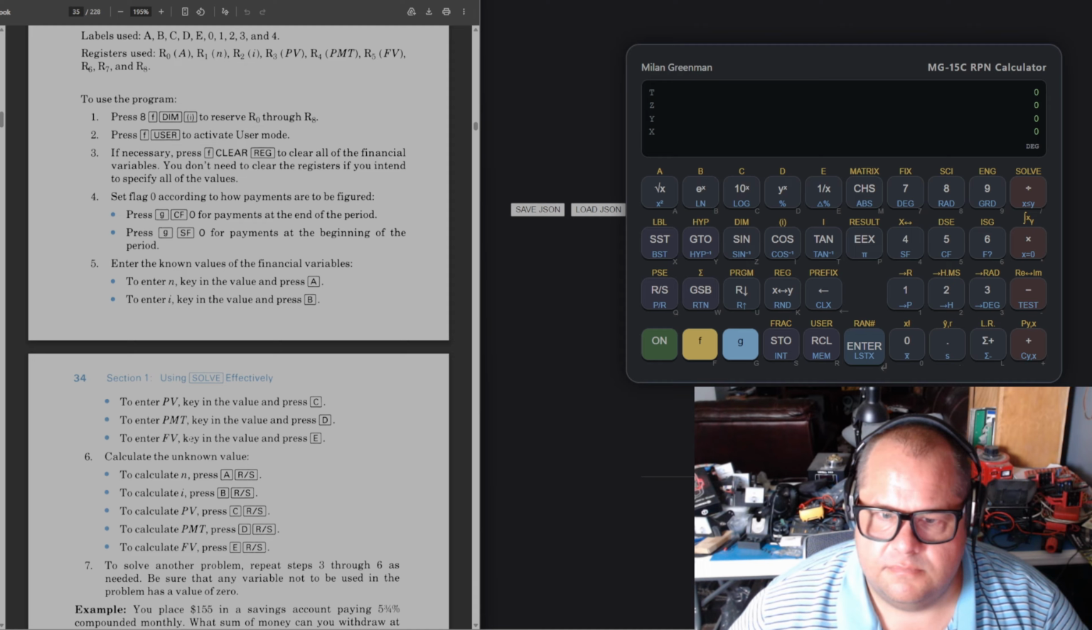So, to calculate the value that we're looking for, once we enter all our variables, we're going to press C and then R/S.